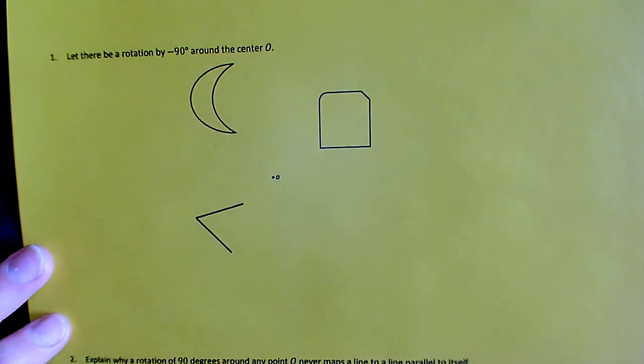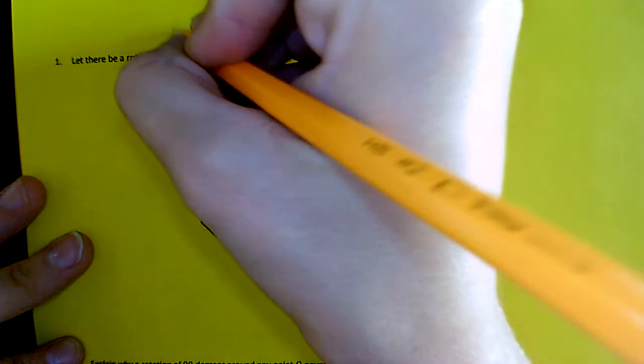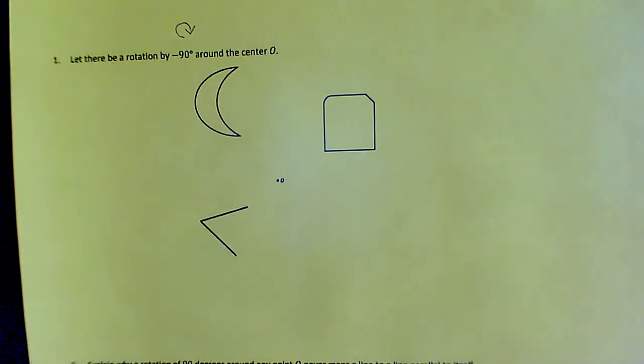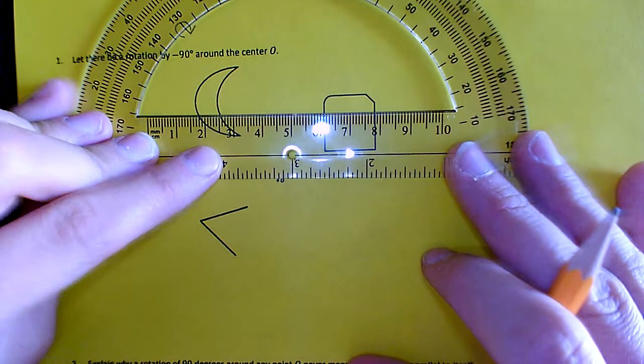It says, let there be a rotation of a negative 90 degrees around center O. Negative means that we go clockwise. It's probably backwards of what you're thinking, and it has to do with radians, which you'll learn more about in high school. So to start, what we do is we draw a line through center O.